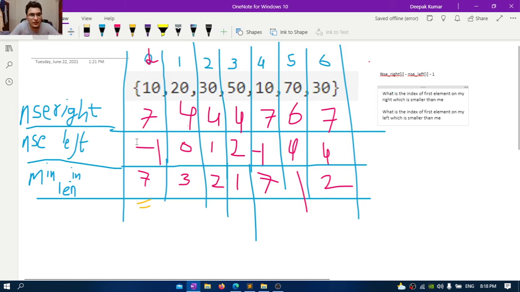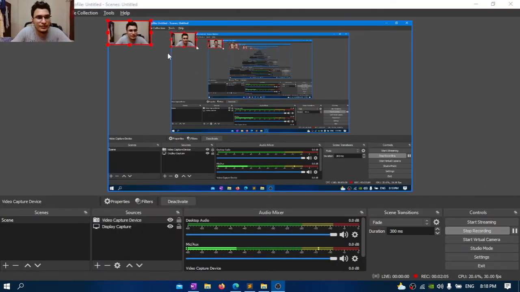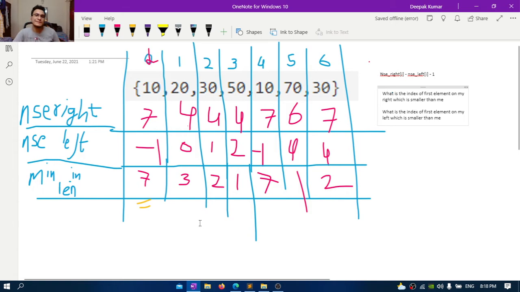As you can see for 10, the next smaller element on my right is at index 7, because there's no element present, and on the left it would be -1 only. Consider 50: the next smaller element on the right is at index 4 because it has a value 10, and on the left is at index 2 because it has a value 30. So this is how you calculate all these things.